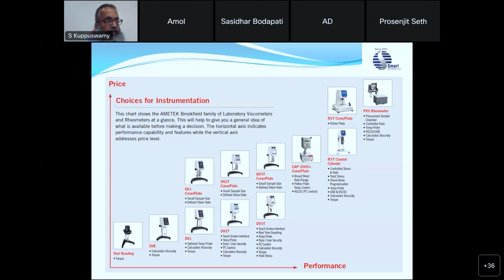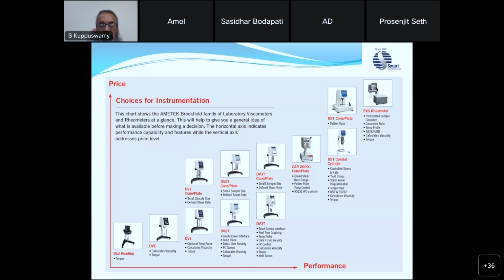You have to compare the torque reading with a chart and then calculate the viscosity. Then the next basic model is a digital one. DVE stands for digital viscometer. It calculates viscosity and torque. The next higher version is the DV1 model, DV1, DV1M. In DVE there is no temperature probe, so that is also a very basic model.